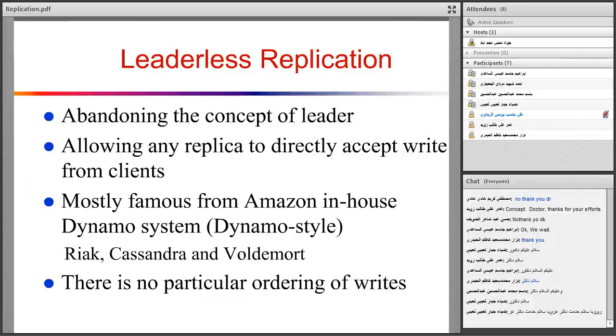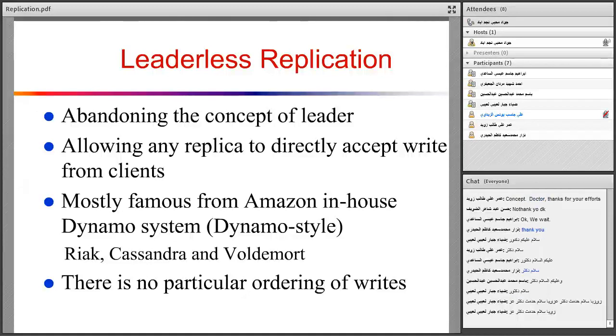Before this session I talked about two types of replication: single-leader replication and multi-leader replication. Today I want to talk about another type of replication, which is leaderless replication. So what is leaderless replication?